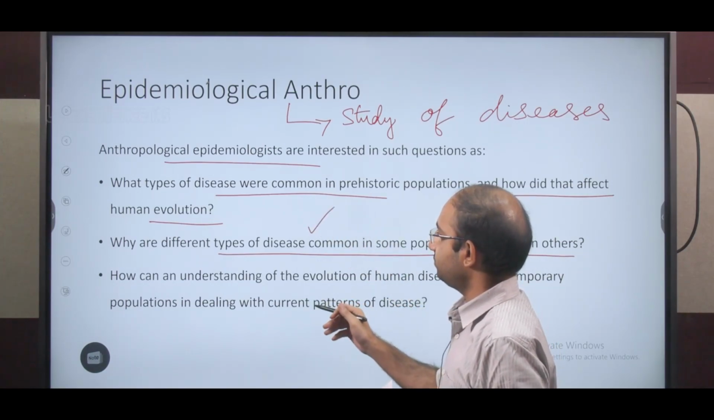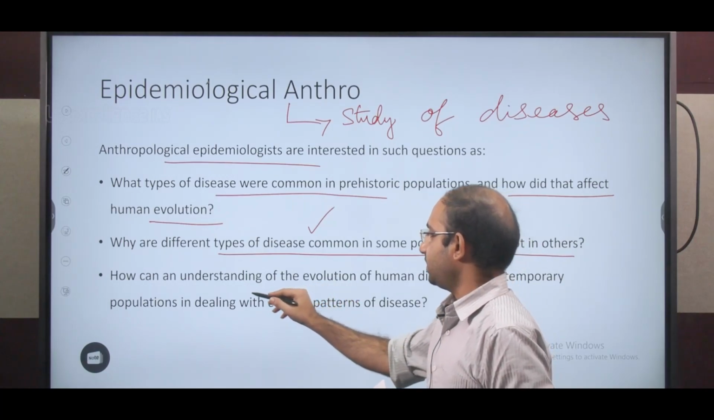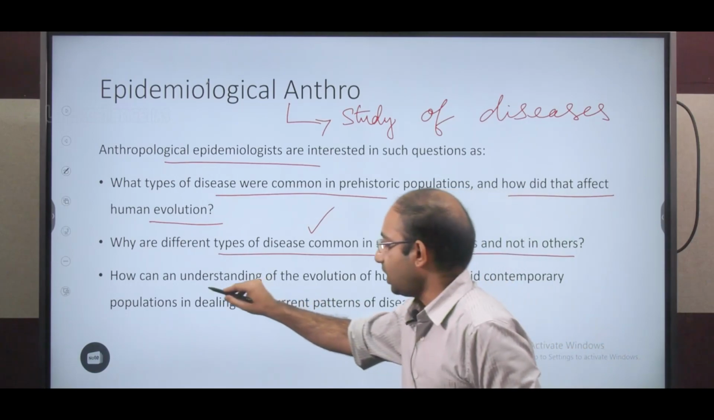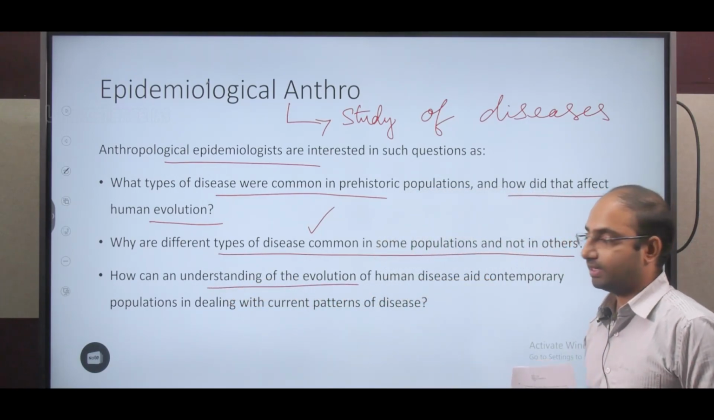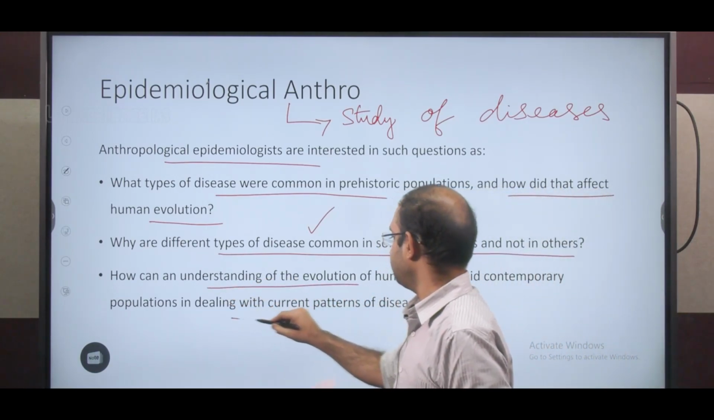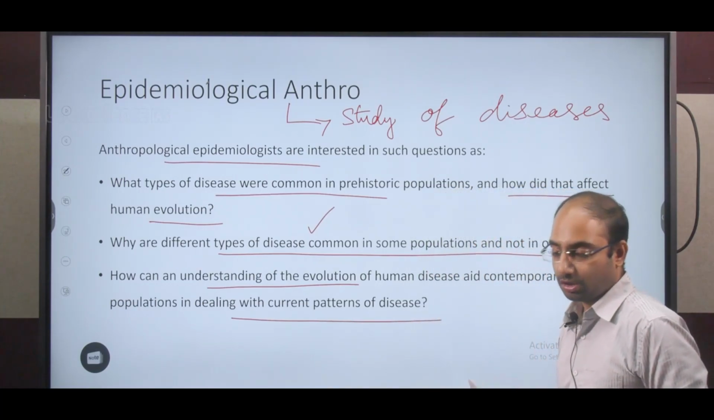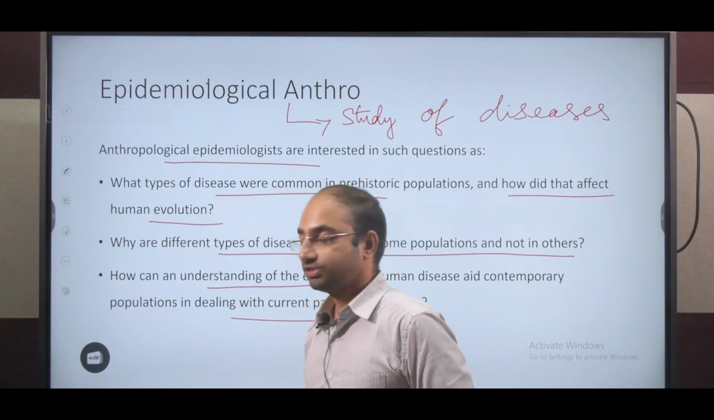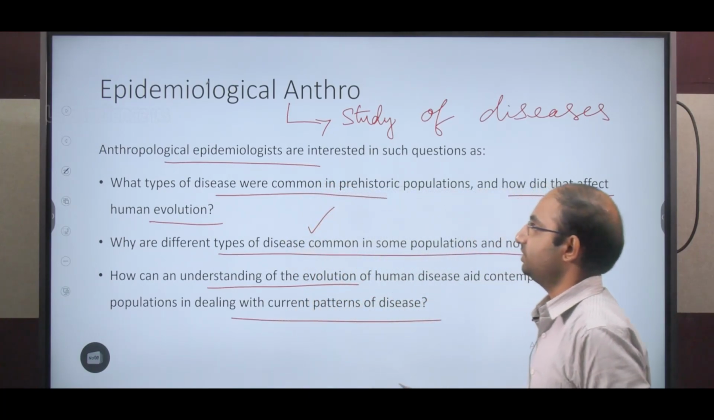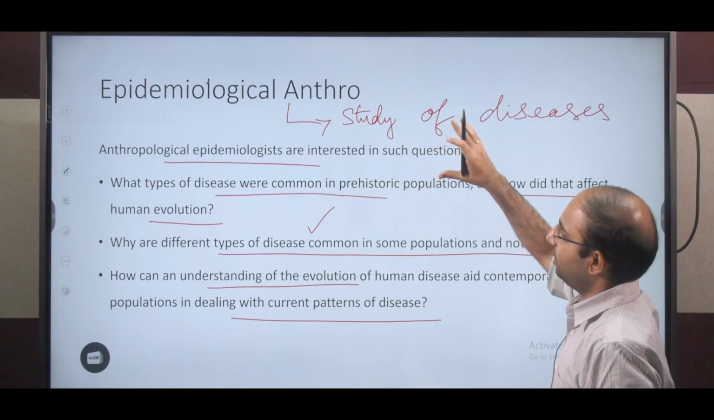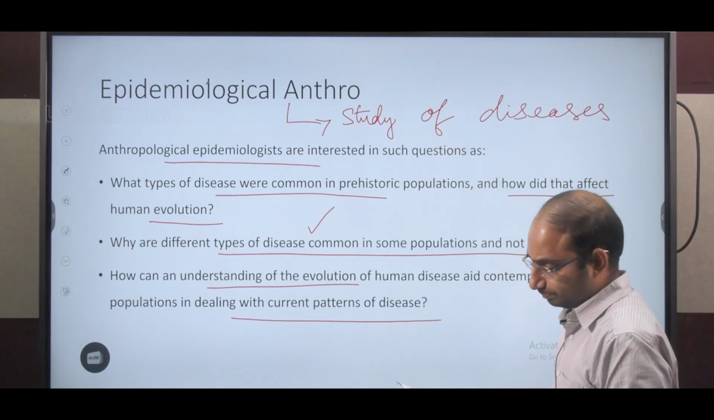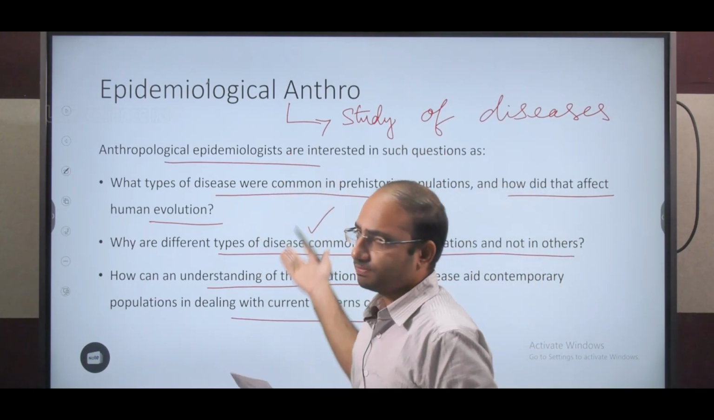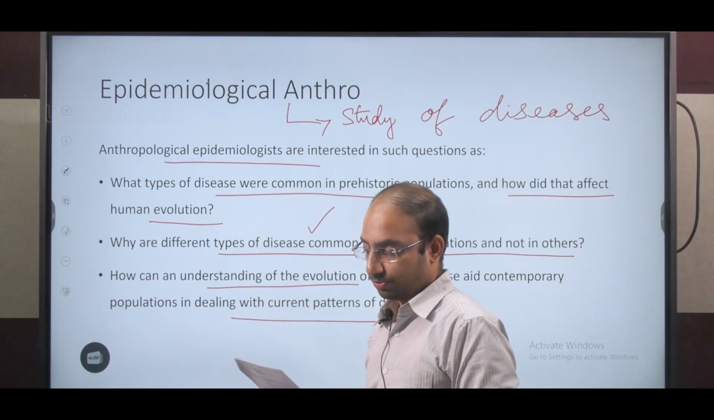Then the third issue we are trying to explain is how an understanding of the evolution of human diseases, and our understanding of this overall disease pattern, helps us in dealing with current disease patterns. So how our general understanding of disease and their evolution helps us to deal with the current patterns of disease. These are the three issues that epidemiological anthropology studies. So we can talk about these issues and then give some examples of epidemiological anthropological studies.